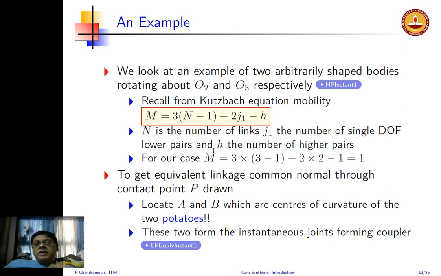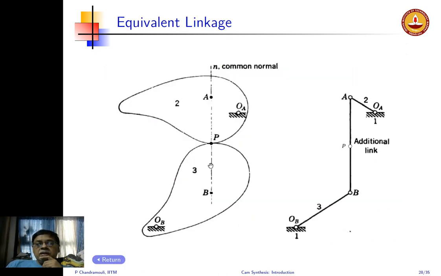And there is one higher pair, which is at point P, the contact point. So if you work out the mobility, it works out to be 1. So how do I construct this equivalent linkage? At the contact point, we draw the common normal between the two bodies.